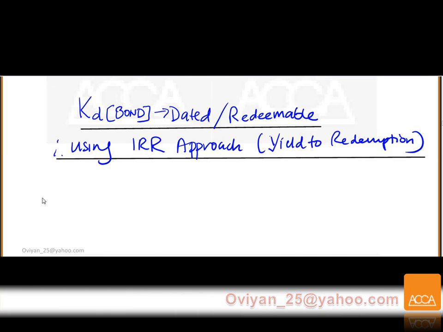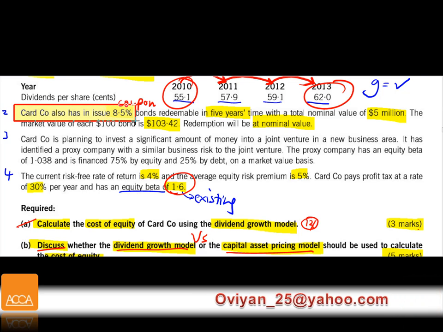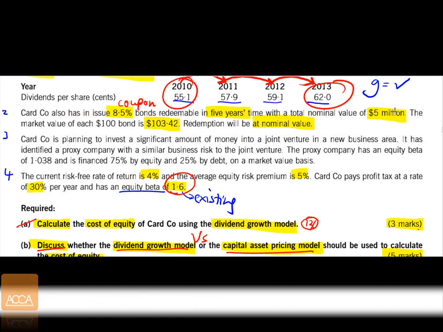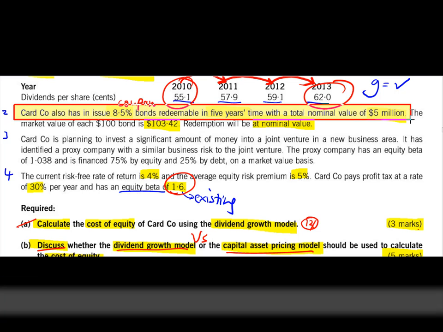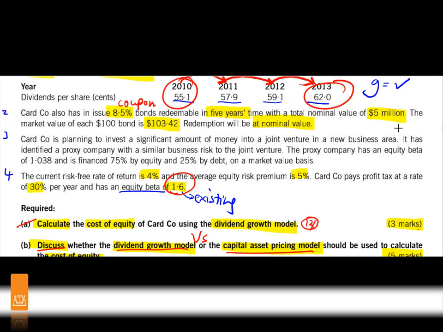Now to do this method, let me go through the question in paragraph number 2 in detail. Card company issued a bond with an 8.5% coupon interest rate, redeemable in 5 years' time, nominal value 5 million, bond price 103.42, redemption at nominal value. Okay, the key things here.